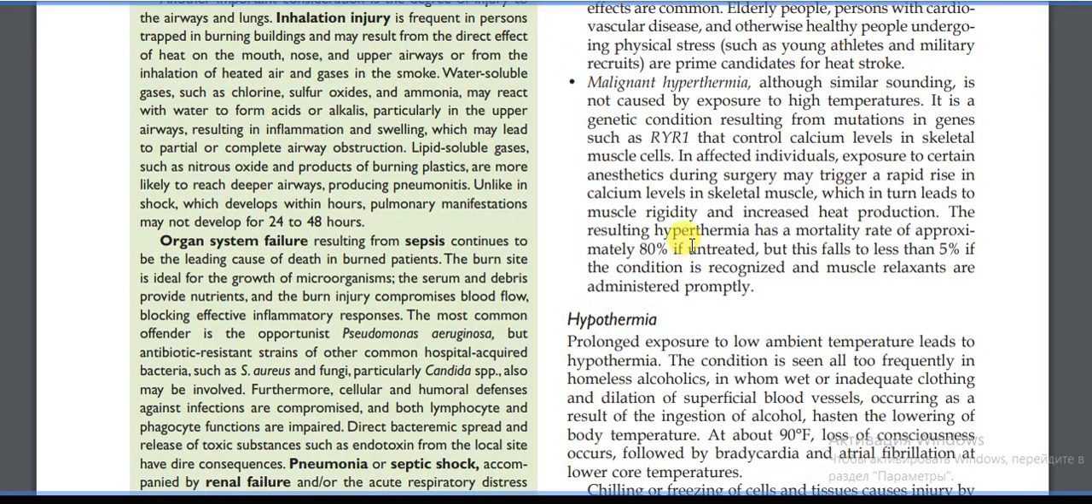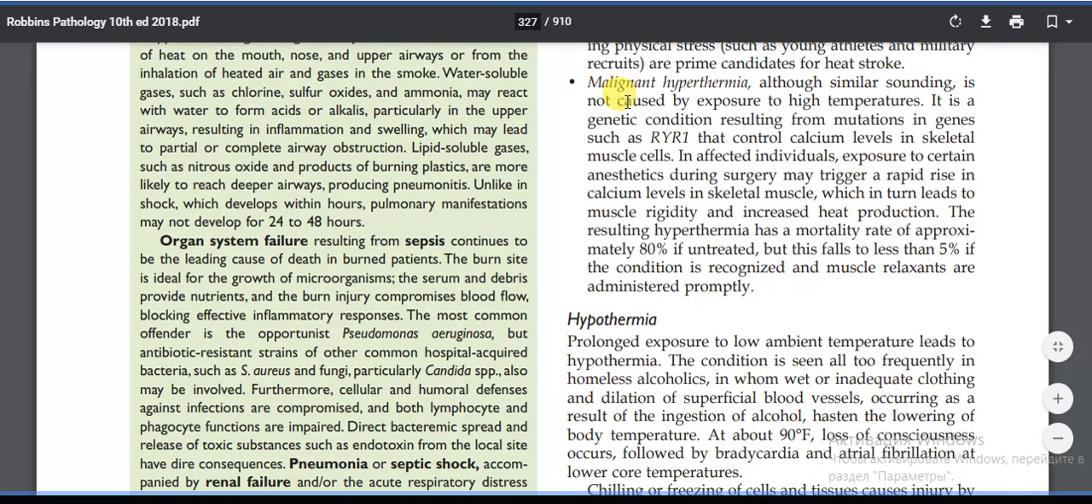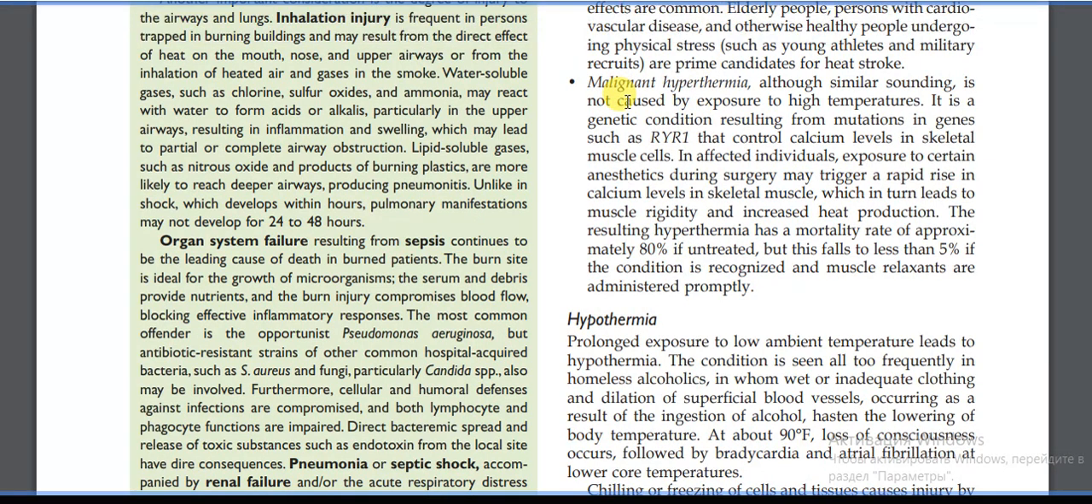And then malignant hyperthermia. Malignant hyperthermia is not related to external temperature. It happens due to an internal temperature increase, which might happen due to infection inside the body, which we discussed, it's a fever. And also malignant hyperthermia might be related to genes. For example, one example is the RYR1 gene, which controls calcium levels in skeletal muscle cells.